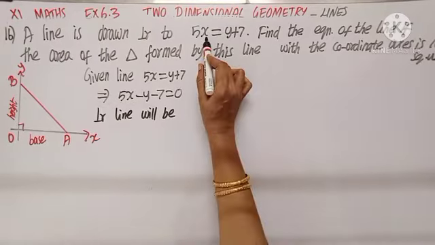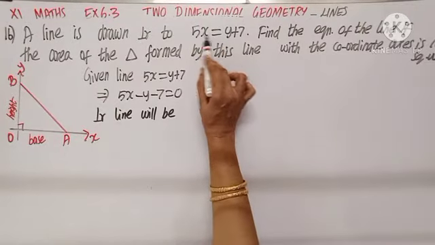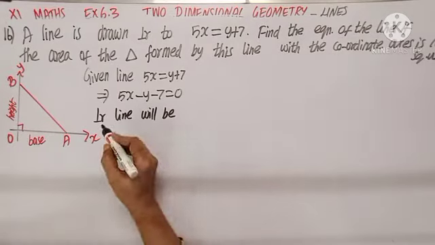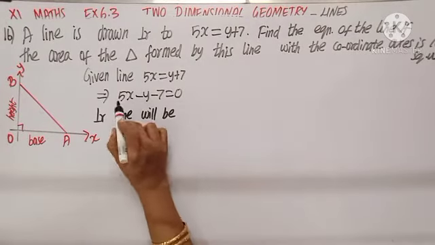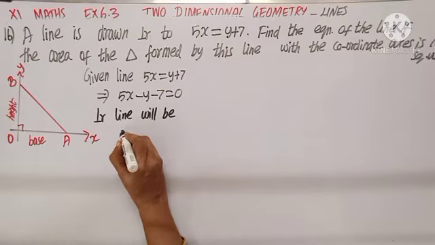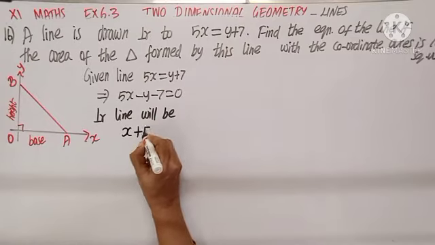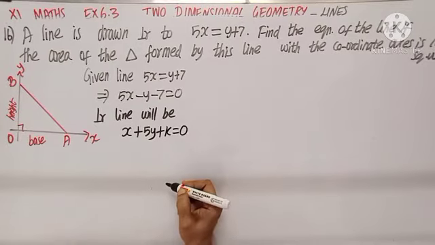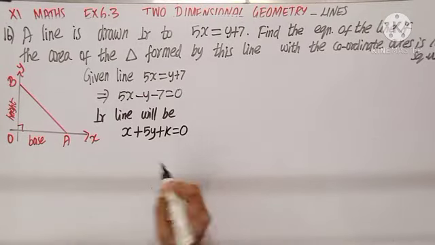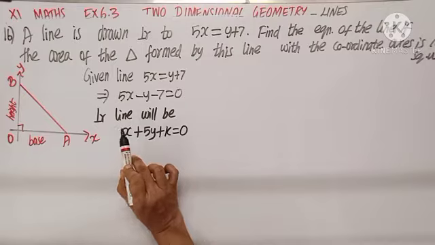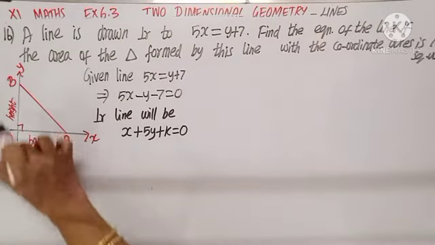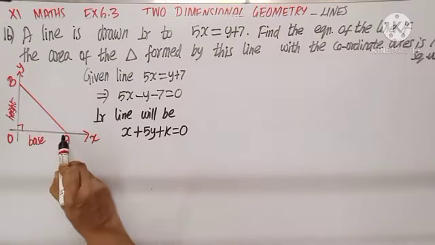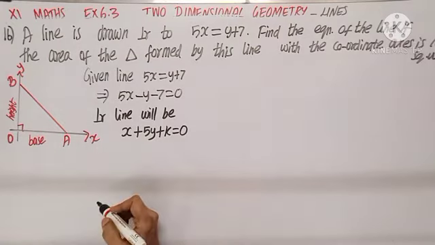The given line, let us rewrite: 5x minus y minus 7 equal to 0. The perpendicular line will be found by interchanging x and y coefficients. It is x plus 5y plus k equal to 0. Now, given it is forming a triangle with the coordinate axis, I need the x-intercept and y-intercept.